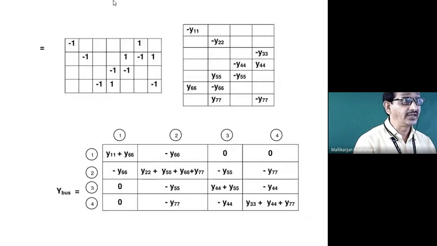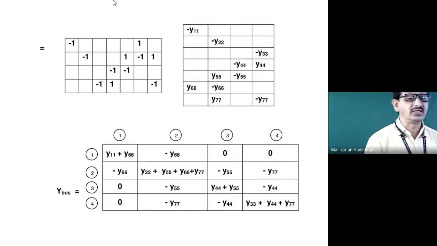So 99 cross 99 will be your Y bus. For the same problem, if I work by the Y bus by inspection method, what would be the dimension of the Y bus? 100 cross 100 at that time. It will include the reference. There is no meaning of a reference bus in Y bus by inspection method. Hence, n cross n is the dimension of the Y bus in the inspection method.